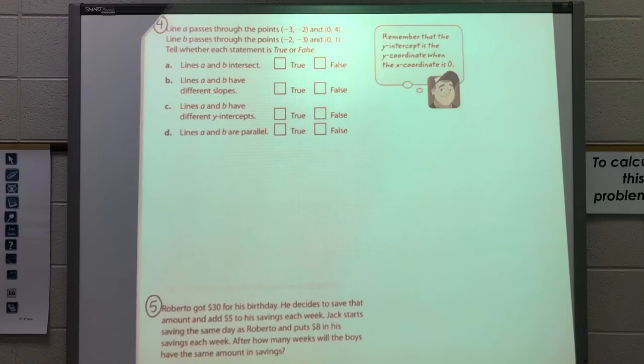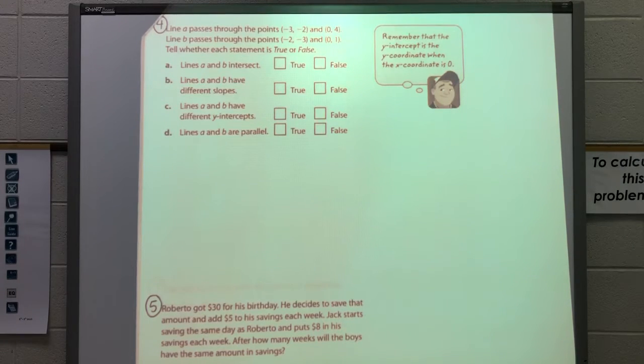You have two lines here. You have line A that passes through the coordinates -3, -2, and 0, 4, and you have line B that passes through the points -2, -3, and 0, 1. It says A, lines A and B intersect. True or false? Lines A and B have different slopes. True or false? Lines A and B have different y-intercepts. True or false? And lines A and B are parallel.